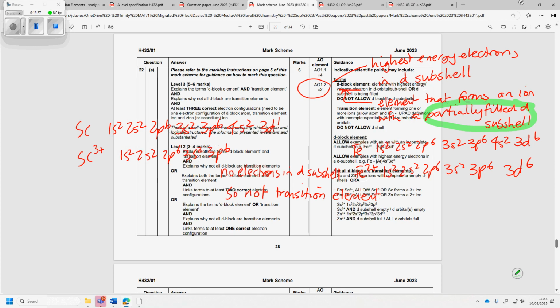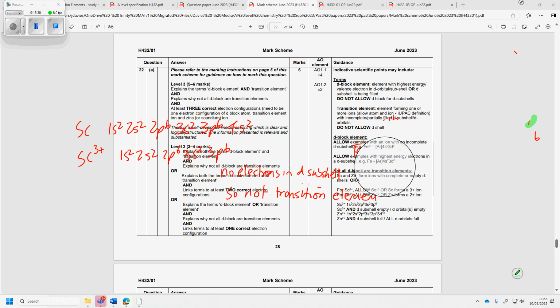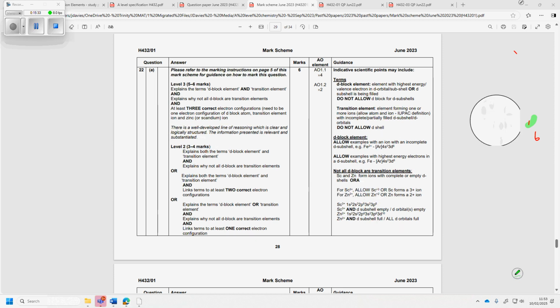If you look at the mark scheme, it's not a hard question. What an absolute gift! To get up to 5 or 6 marks, you've got to define what you mean by D-block element, define what you mean by transition element, and explain why not all D-block elements are transition elements. So I would encourage you to give an electronic configuration of an element which is D-block and a transition element and explain why it is both. And then you absolutely must be able to explain why scandium is not a transition element and why zinc is not a transition element.